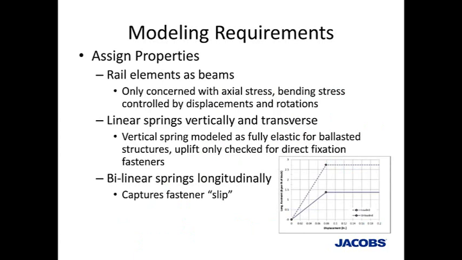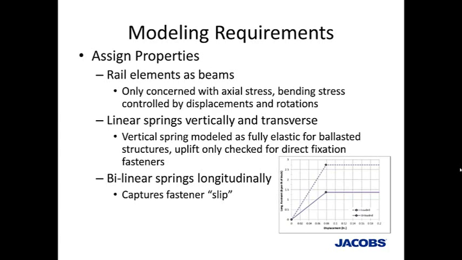So let's talk properties. The most important part of compiling an RSI model is accurately representing the connection between the rail and the deck. The rails themselves are modeled as simple beam elements with custom section properties. And our only concern is axial stress, because the bending stresses are controlled by limiting displacements and rotations. We use linear springs for our vertical and transverse connections. And for ballasted bridges, we can use a symmetrical linear spring for the vertical stiffness. For direct fixation bridges, we need to check uplift in the fasteners at the expansion joints. So we should be paying a bit closer attention to the tensile capacity of those springs and handle it on a case-by-case basis or a project-by-project basis.